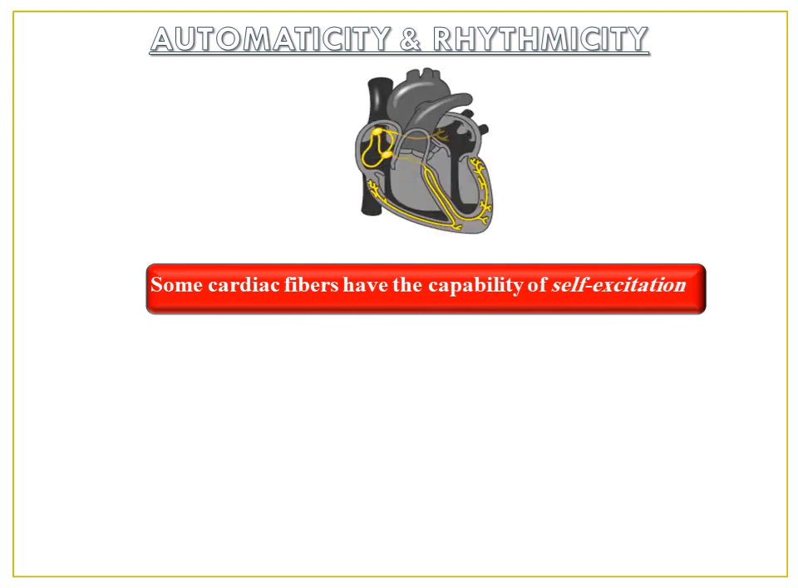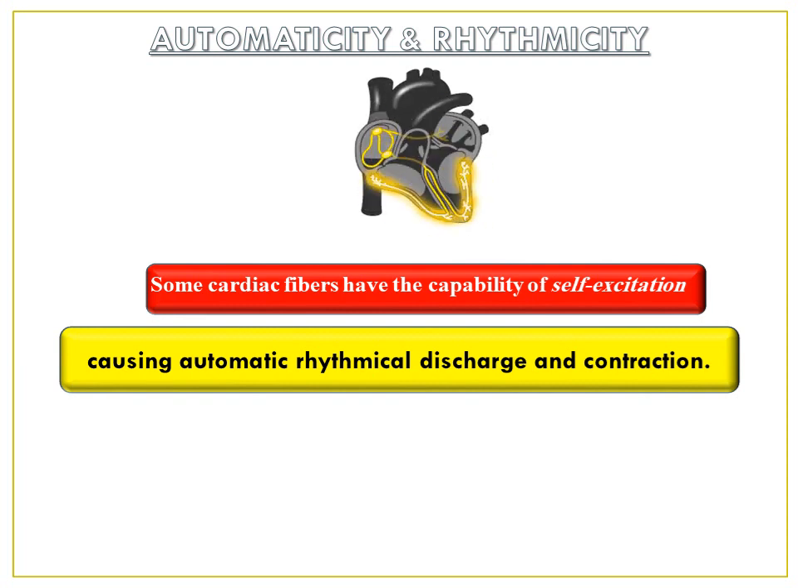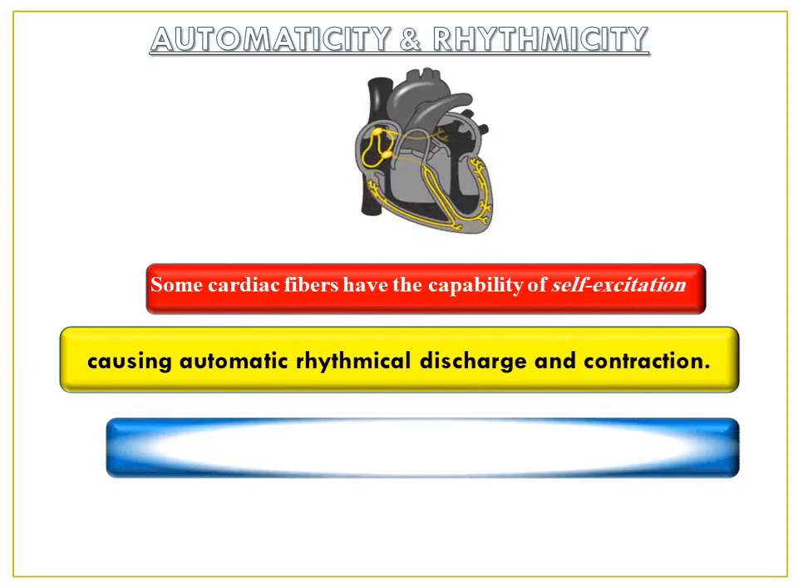Now the question: does the cardiac muscle give spontaneous generation of action potential? Not the conductive system. I am talking about the ventricular muscle. We will see later. So, some cardiac fibers have the capability of self-excitation, causing automatic rhythmical discharge and contraction.